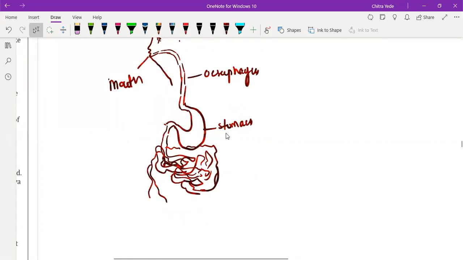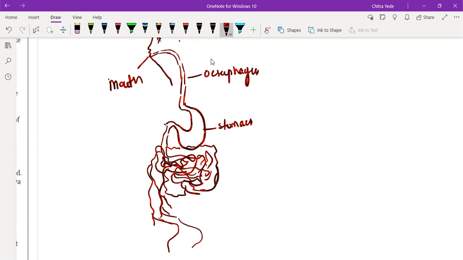So this is the large intestine. And ultimately, the small intestine is very long as compared to the large intestine. Finally, that large intestine opens into the rectum. So here, the alimentary canal starts from the mouth and ends at the anus.